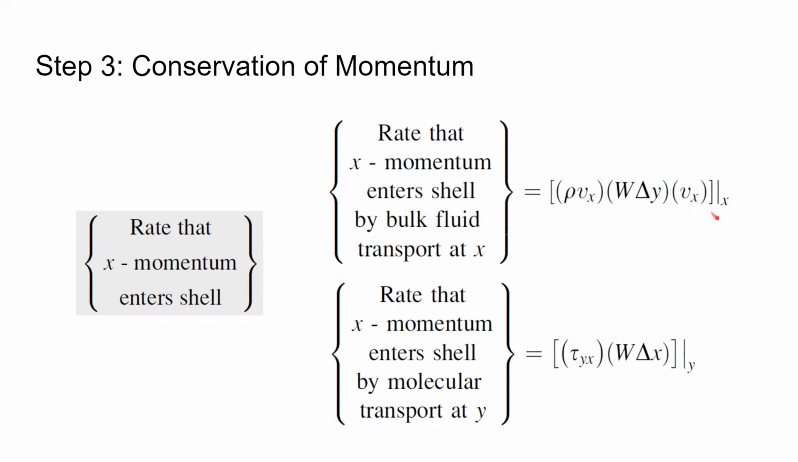And then now here is the new part, right? Because we're also looking at microscopic flow, we need to also put in this term, the rate that the x momentum enters a shell through molecular transport at y, right? And that is the product of, we have our tau yx times that same cross-sectional area, but delta x, right? There will be an image later and I'll re-emphasize this over there. So these two terms compose the rate that the x momentum enters the shell.